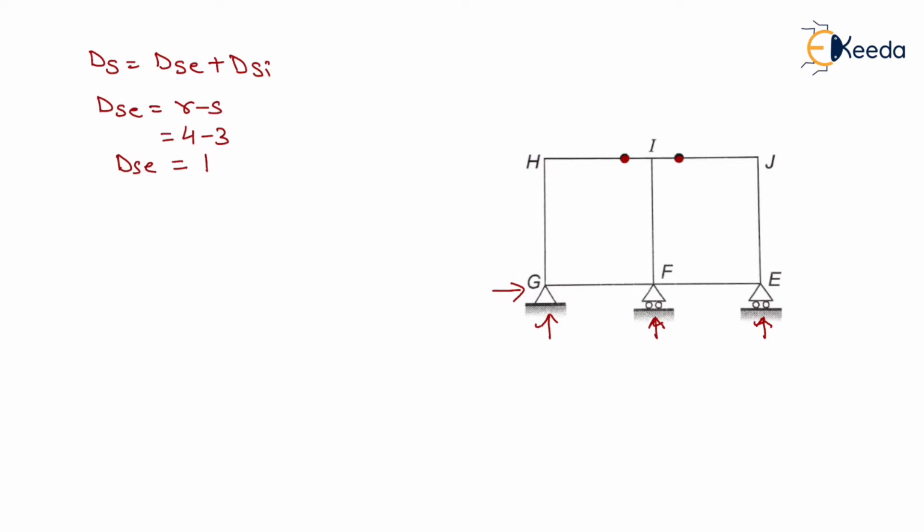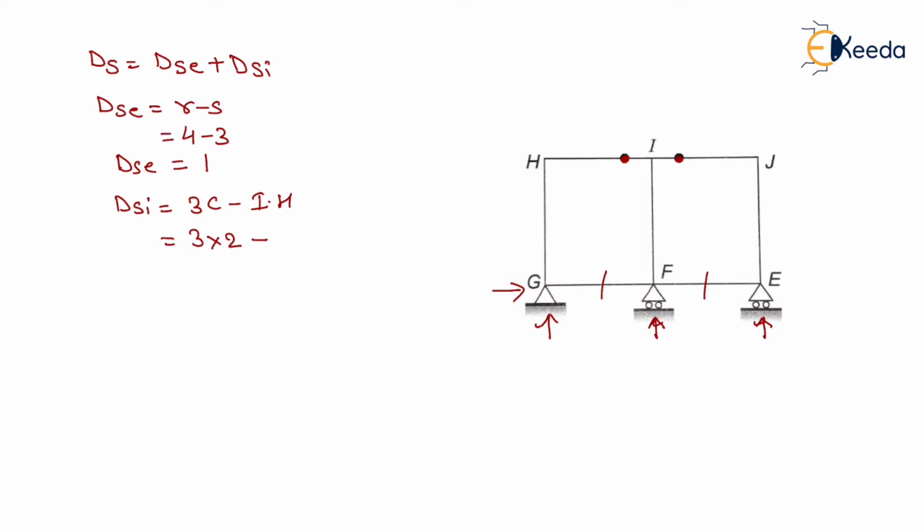Now we need to calculate the total internal static indeterminacy, whose formula is 3C minus internal hinges. Okay. Now here C is the number of cuts required to open the loop. Here to open the loop we require 1 and 1, so 2 cuts will be required, so the value of C will be equal to 2.